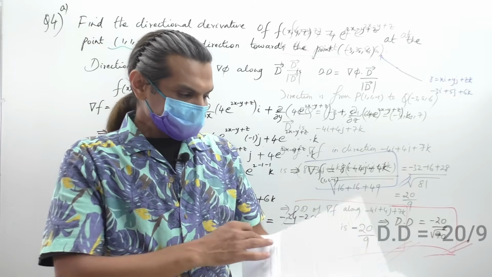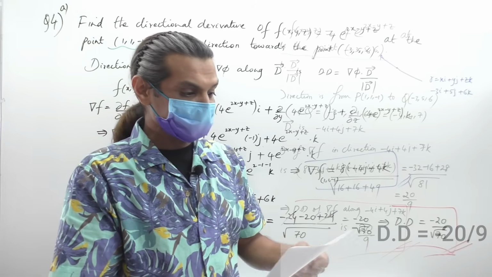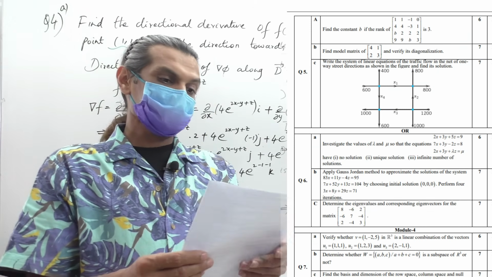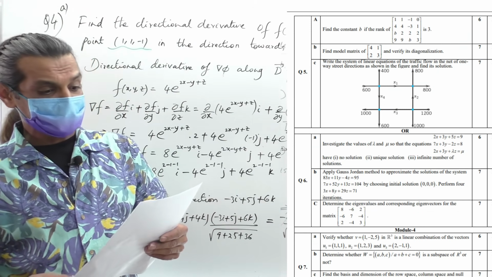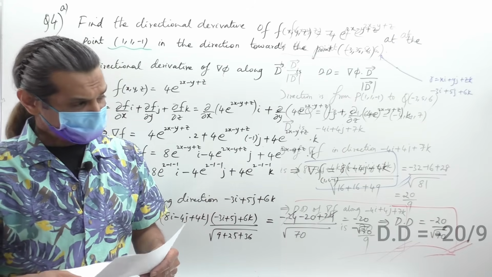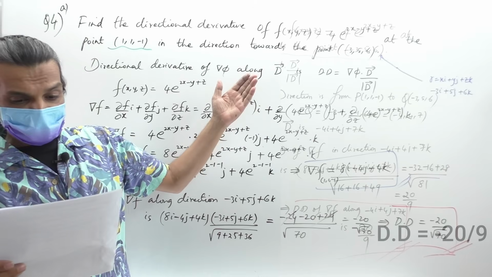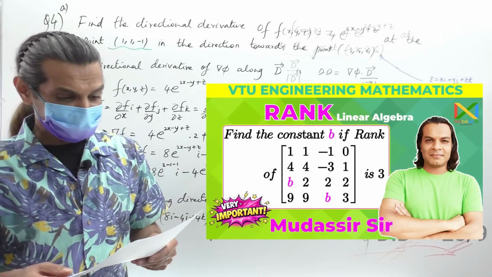Now module 3 is linear algebra. The first problem is: find the constant b such that the rank of the matrix 1, 1, minus 1, 0; 4, 4, minus 3, 1; b, 2, 2, 2; 9, 9, b, 3 is 3. I have already solved this problem, the link is given in the description, and I think the value is b is minus 6.